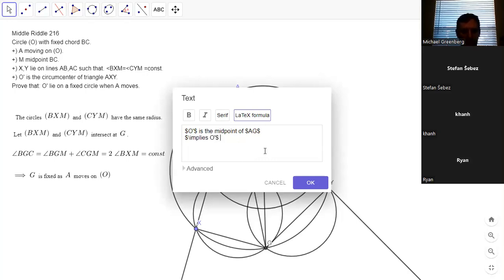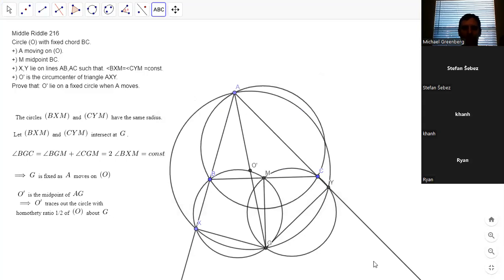O prime traces out the circle with, I'll say, homothety ratio 1/2 of O about G. All right. So I'll move on to the next one. But yeah, this one took me a while to see it, but it's not very difficult.